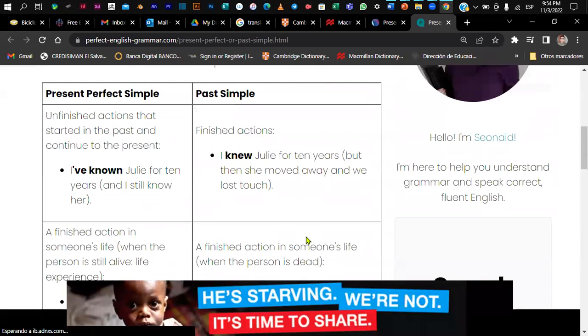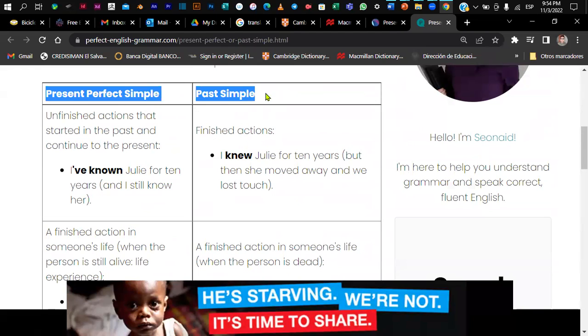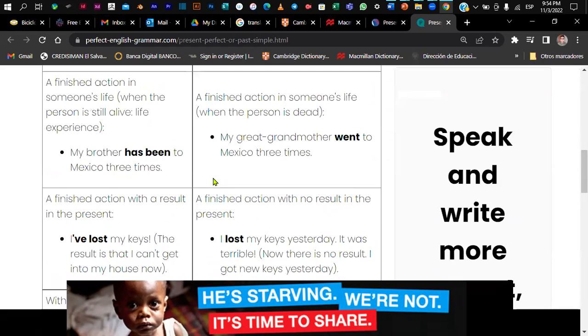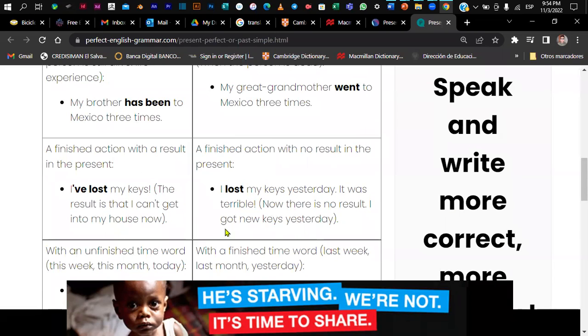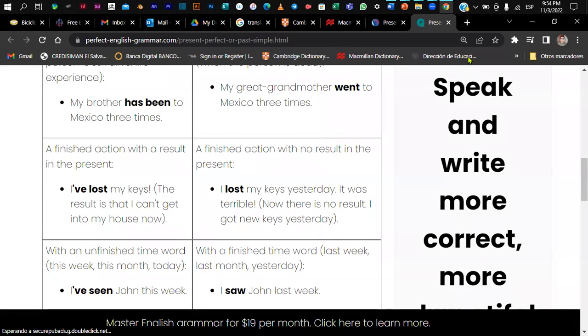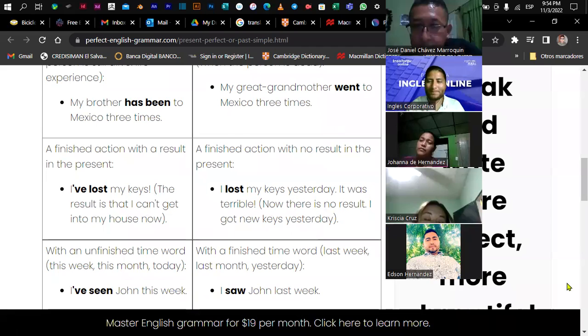Questions about the difference between present perfect and simple past? Is that clear how to use them, or where, when to use it? Questions? Okay, what did you do last night? Question, what did you do last night at 7 p.m.? I'm being very specific with the question. What did you do?